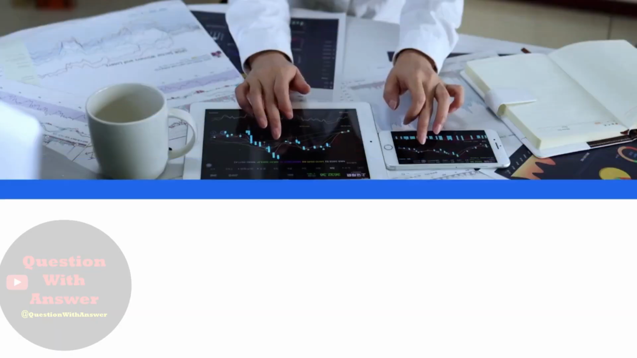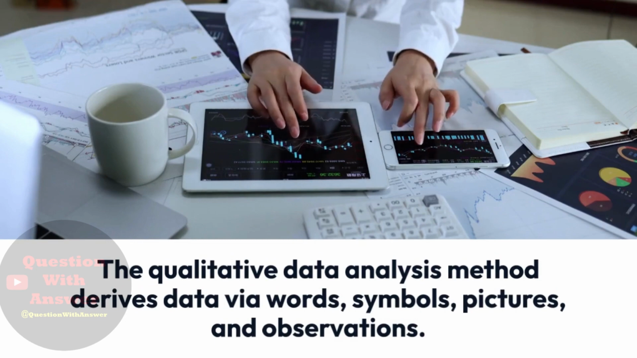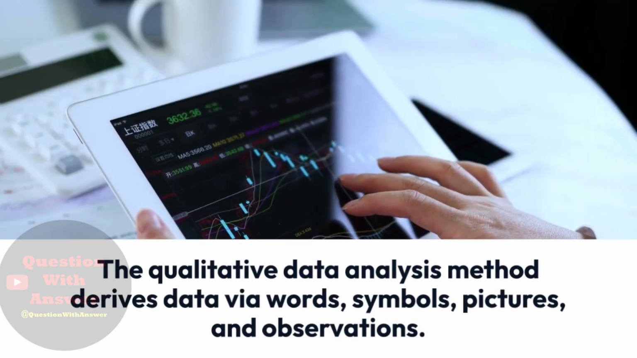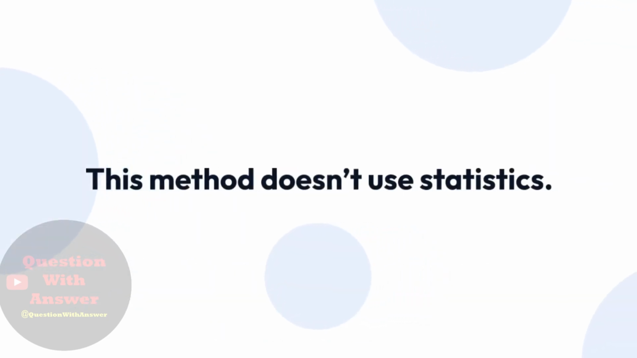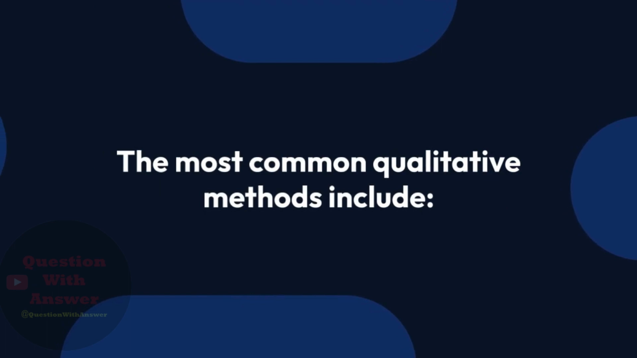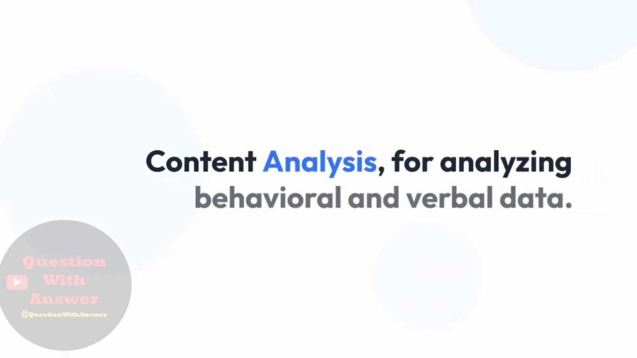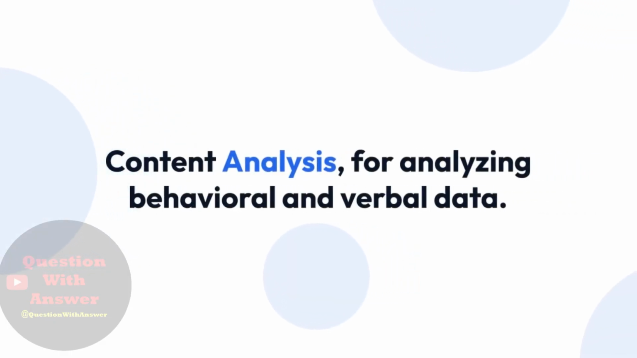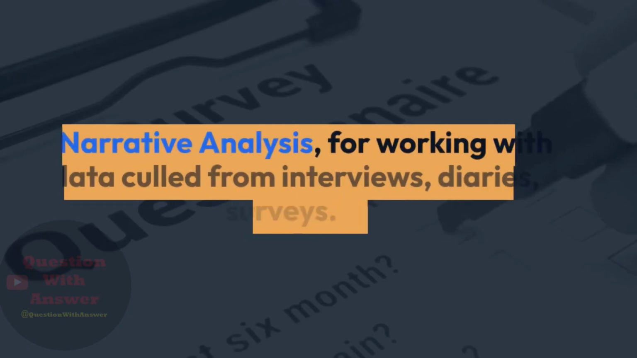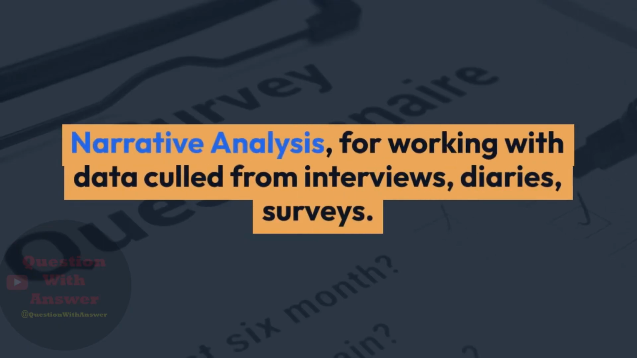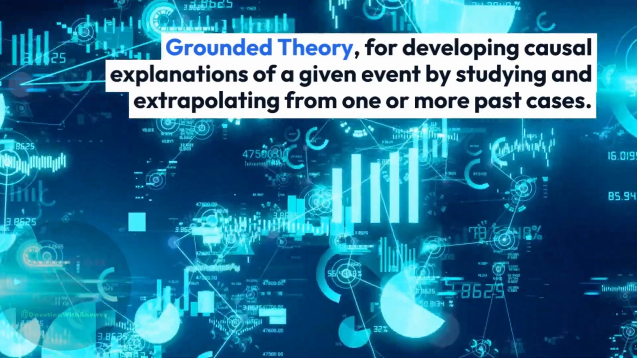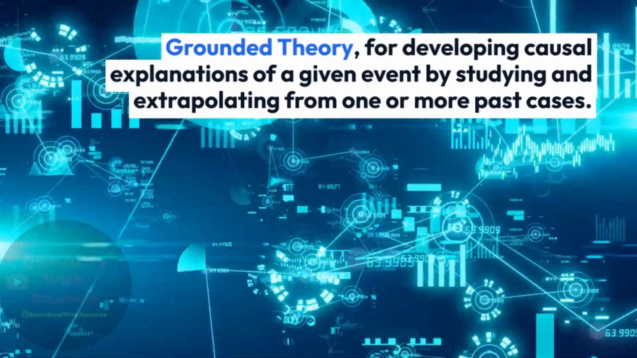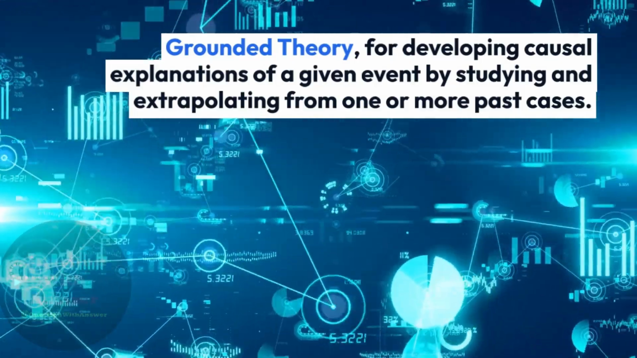Qualitative data analysis. The qualitative data analysis method derives data via words, symbols, pictures, and observations. This method doesn't use statistics. The most common qualitative methods include content analysis, for analyzing behavioral and verbal data. Narrative analysis, for working with data culled from interviews, diaries, surveys. Grounded theory, for developing causal explanations of a given event by studying and extrapolating from one or more past cases.